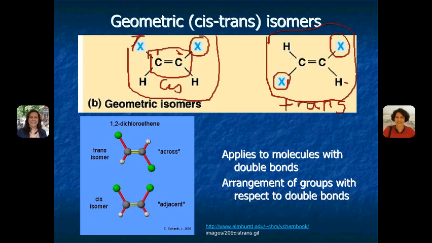Here is an example with an actual molecule. So you've got a molecule called 1,2-dichloroethene, in which the substituent is a chlorine atom, here in green. In the trans isomer, the 2 chlorine atoms are on opposite sides of the double bond, and in the cis isomer they are on the same side of the double bond. So cis-trans isomers are also known as geometric isomers.